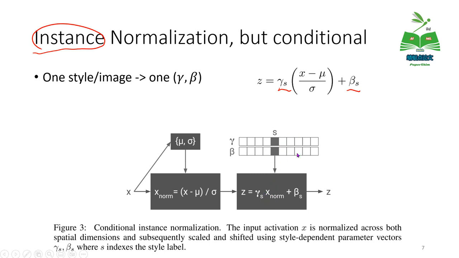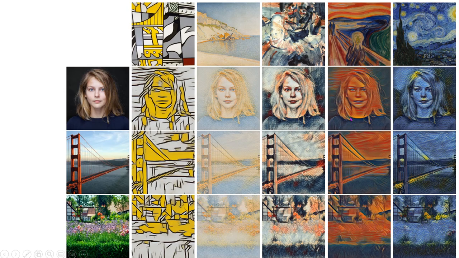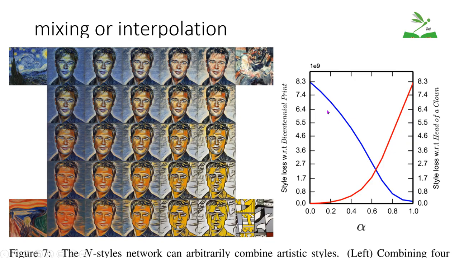So they extend the single instance normalization with a codebook. It contains n gammas and n betas. Then they show they can use a single style transfer network for n styles.